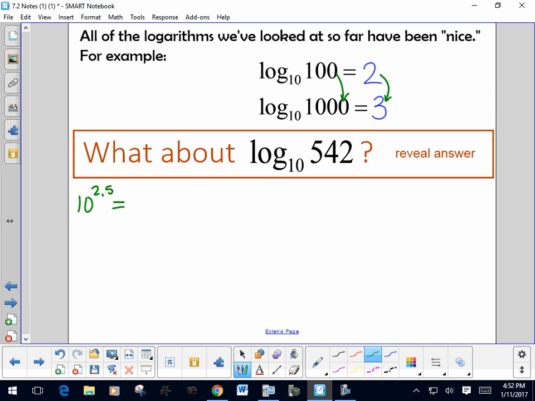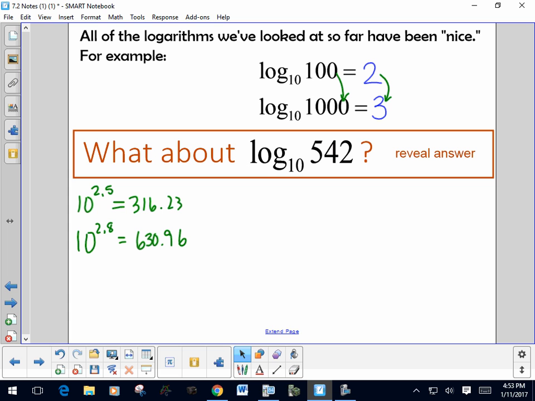And if we tested that, maybe we'd be like, let's see, 10 to the 2.5 power is 316.23. Well, it's kind of close to 542. Maybe a little bit bigger number, maybe 10 to the 2.8 power. That's 630.96. So that's also kind of close to 542. It looks like it needs to be in between those two powers somewhere.